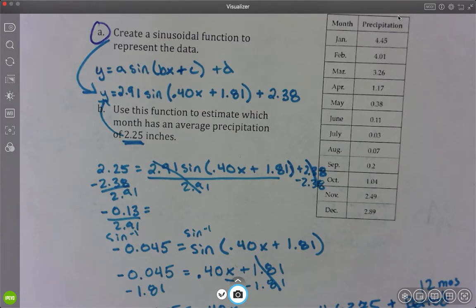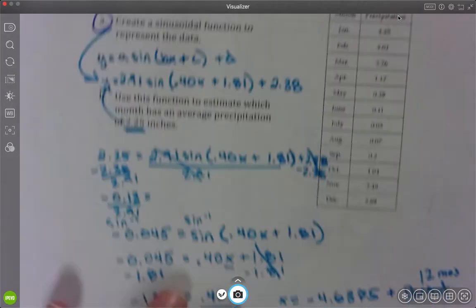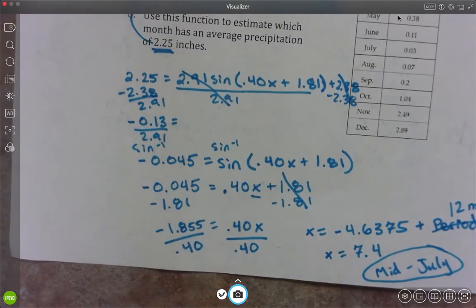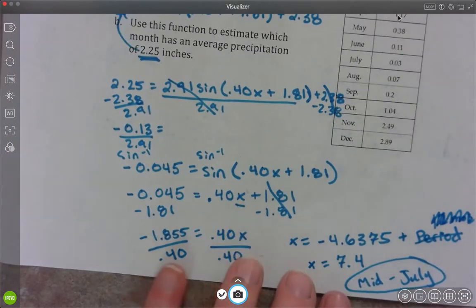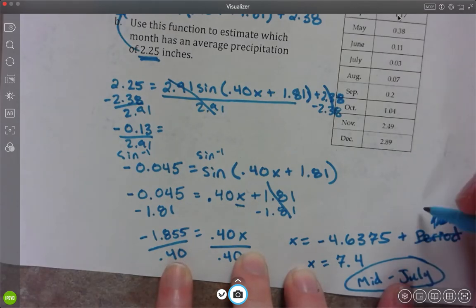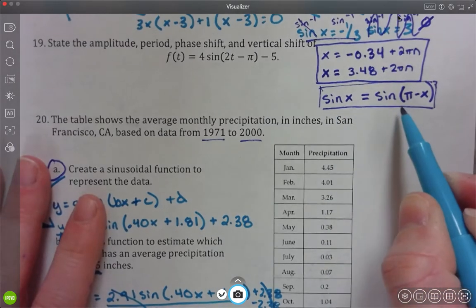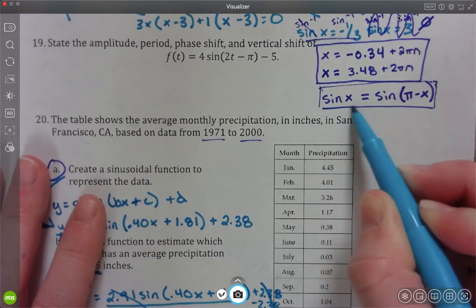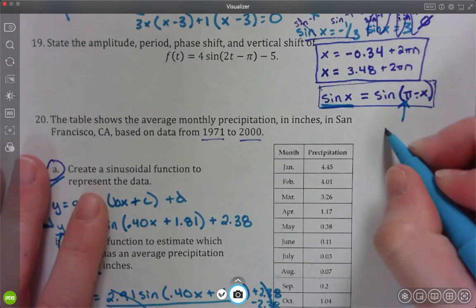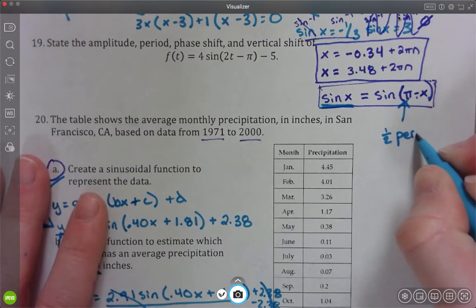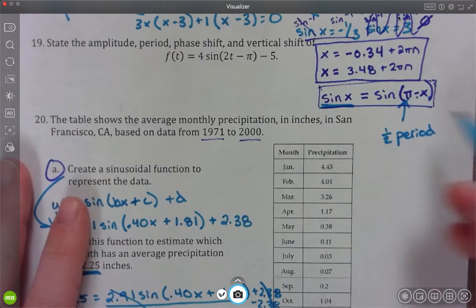Oh well. Oh, wait a second. I know why. We don't add 12 months to it. We add 6 months to it. Since we're dealing with a sine function, sine of x will be the same thing as sine of pi minus x. Pi because it's half of a period. So in this case, half of a period would be 6 months.